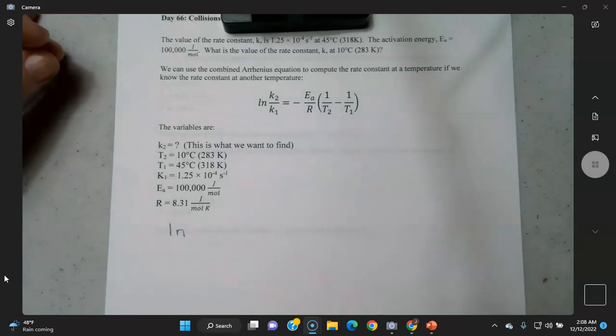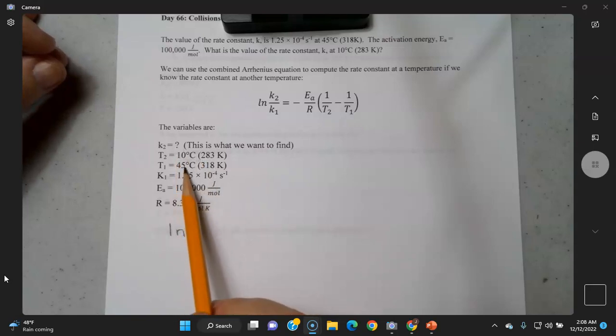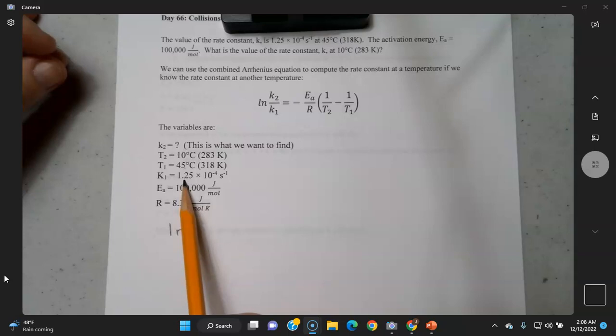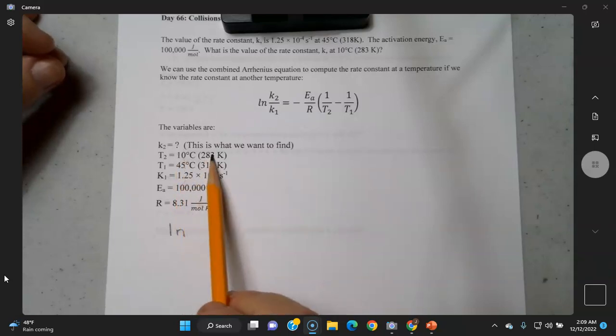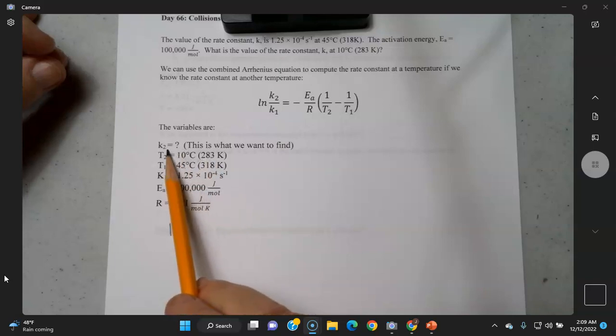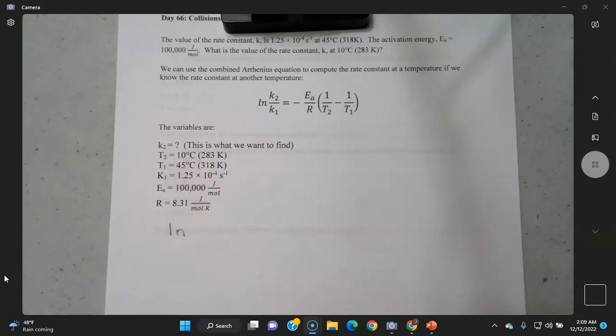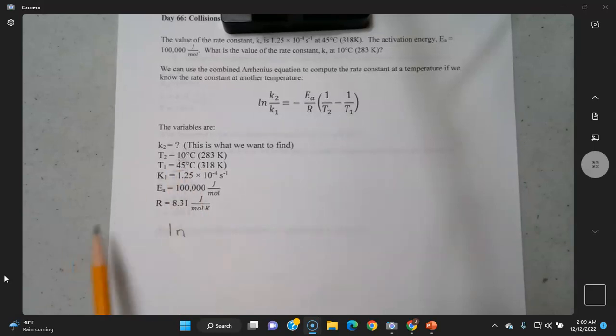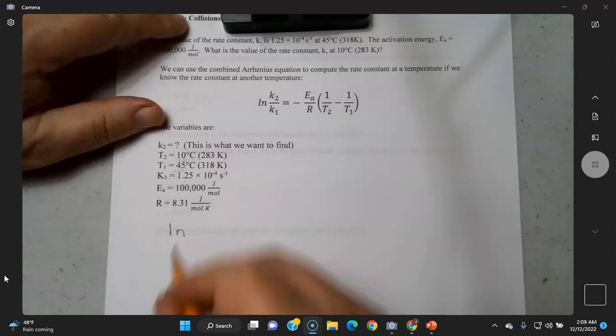Okay, so we're trying to find the K2. So our initial temperature is 45 degrees centigrade, and there's our K1. So we want to know at T2 is 10 degrees centigrade. This is the Kelvin conversions. What is the equilibrium constant going to be at 10 degrees? So you know it's going to be lower because you start off at a higher temperature. You want to know what it is going to be at a lower temperature. So that means K2 is going to be lower. The reaction is not going to happen as fast at a lower temperature. So let's go ahead and do this.